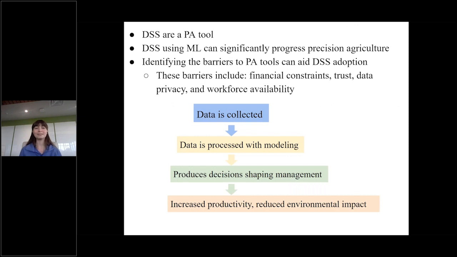So essentially, decision support systems are a precision agriculture tool, and these decision support systems can use machine learning to significantly progress precision agriculture. However, we need to identify and address barriers to precision agriculture tools that we have now so that we can identify and address the barriers that decision support systems using machine learning will have in the future. And so these barriers that we just talked about include financial constraints, trust, data privacy, and workforce availability.